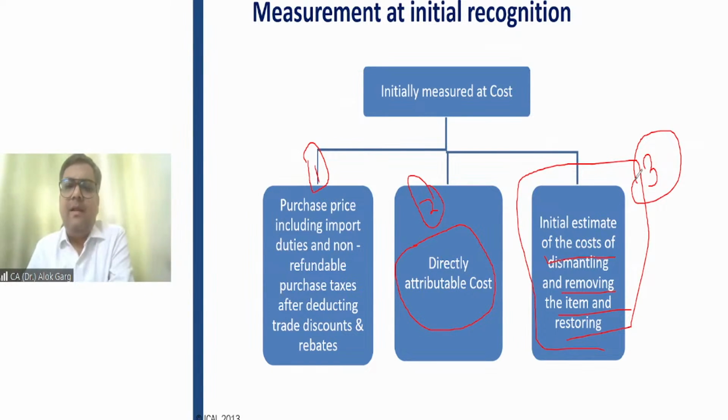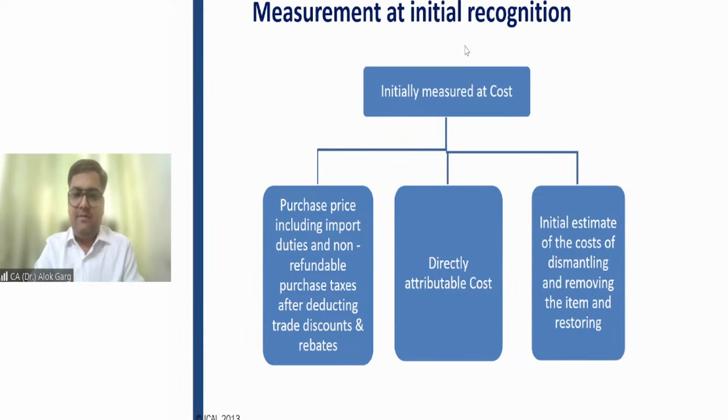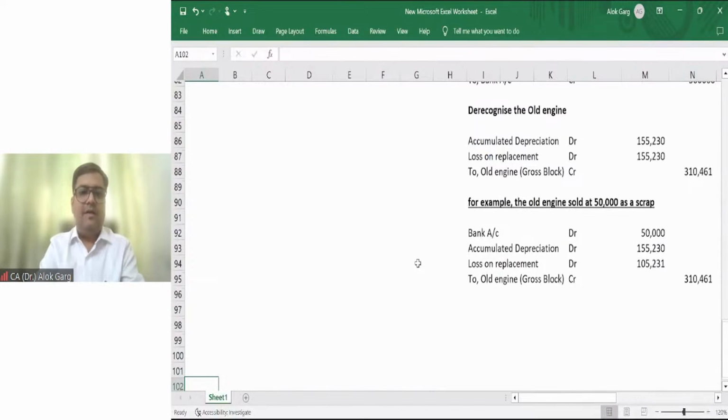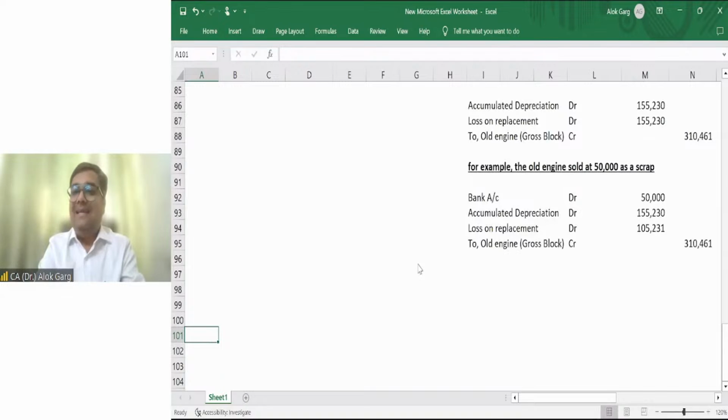Friends, how is it happening? So let me show you on an Excel file, right? And please confirm if the Excel file is visible. Let me talk about the initial estimate of the decommissioning or site restoration cost.